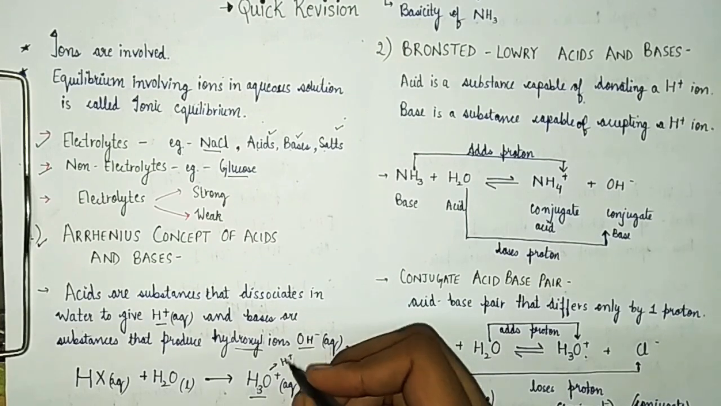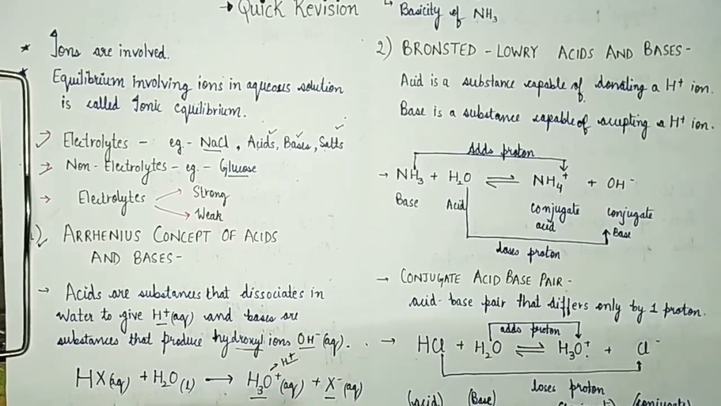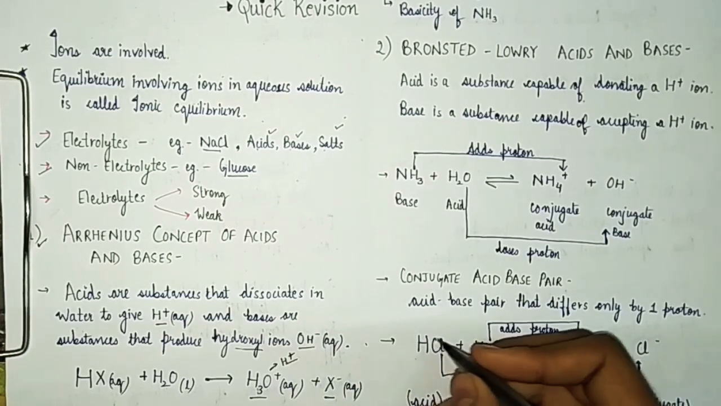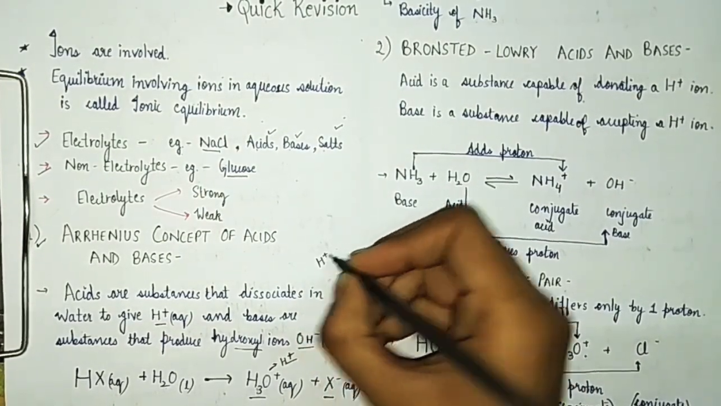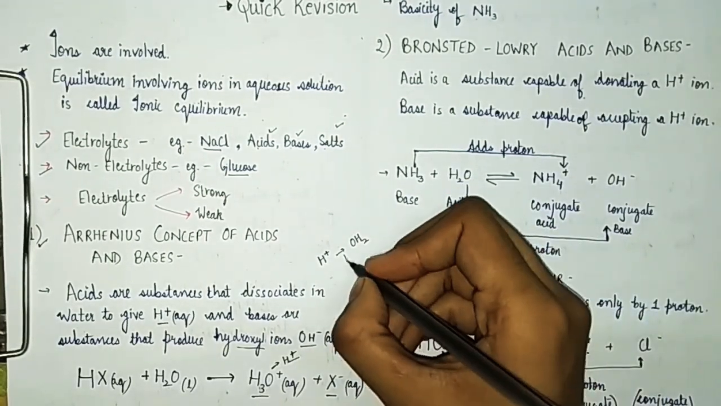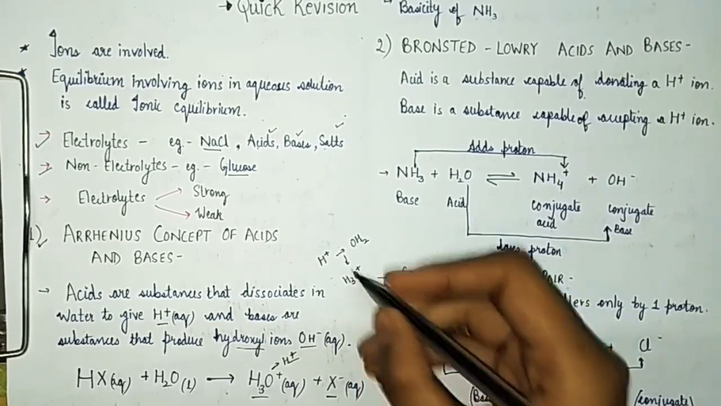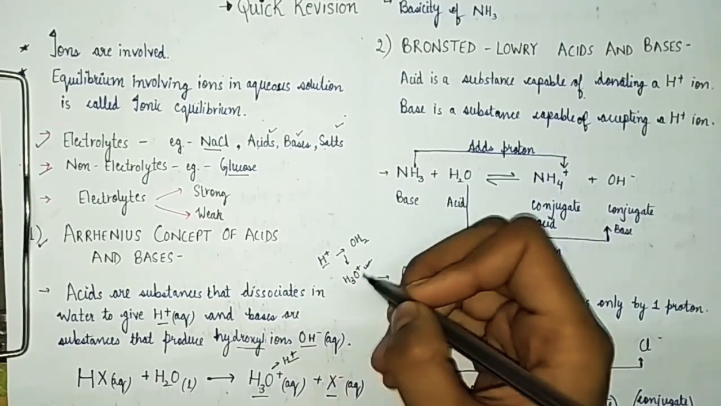We can show H+ ions like H+ or like H3O+. Since the H+ ion is very reactive, it cannot exist freely in aqueous solutions. So it binds to the oxygen atom of the solvent, the water molecule, to give us the trigonal pyramidal hydronium ion. So this H+ will attack the oxygen of the water molecule to give the trigonal pyramidal hydronium ion. This is the more correct way of representing an H+ ion.